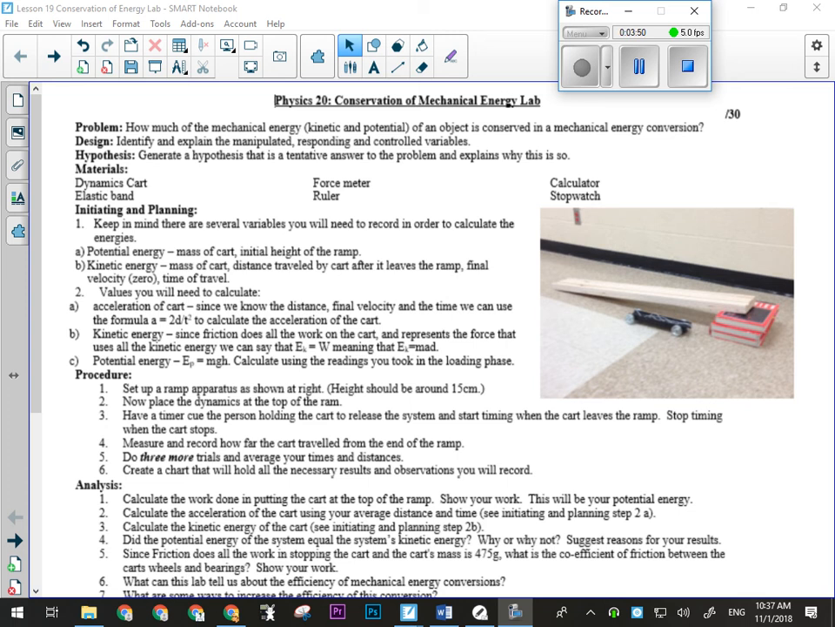For our hypothesis, we need to have a hypothesis that talks about the mechanical energy conversion that's going on here and the law of conservation of energy. So I would suggest the if part should talk about the law of conservation of energy and what it says.